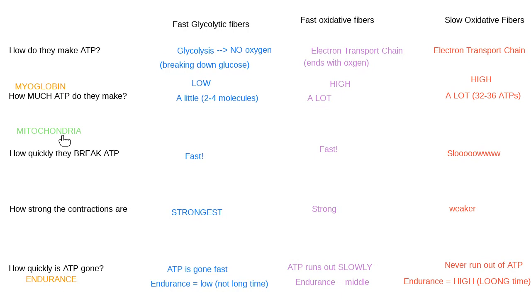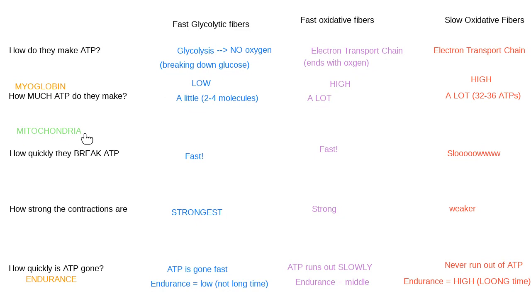Yeah, I use it to make ATP. And are the mitochondria used for glycolysis or for the electron transport chain? Yeah, so Christina's correct. Mitochondria are the location of the electron transport chain. So this is where the electron transport chain is found, inside mitochondria.